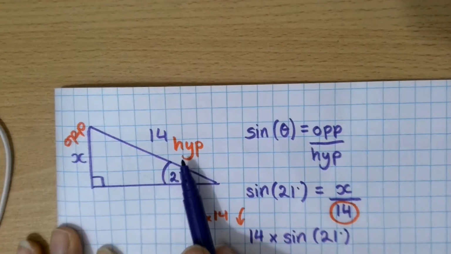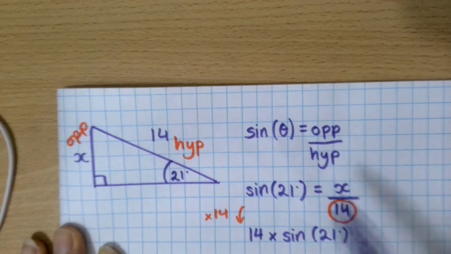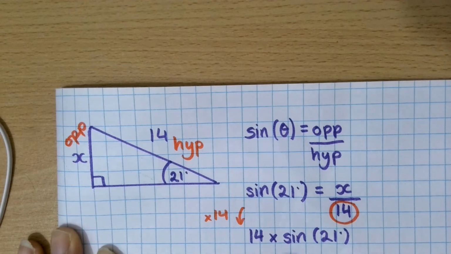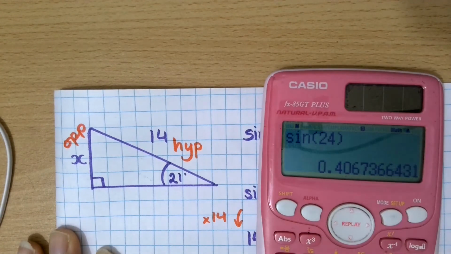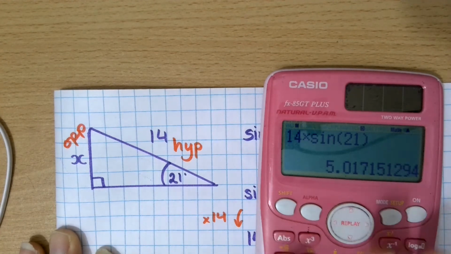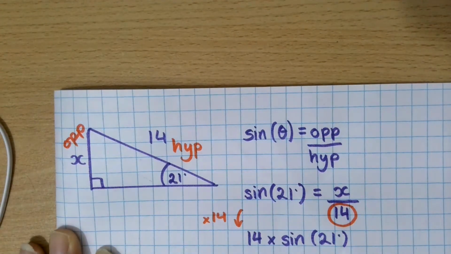We've labelled the sides, we've written the formula, we've put the numbers into the formula, and we've rearranged the formula. That's where we've got to so far. Now the final step is just putting it into our calculator. So take your calculator and you put in the numbers 14 times sine 21, don't forget your bracket on the end, equals 5.01. 5.02 if we round it actually.